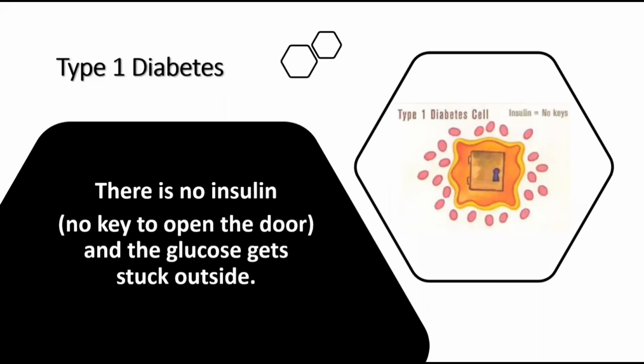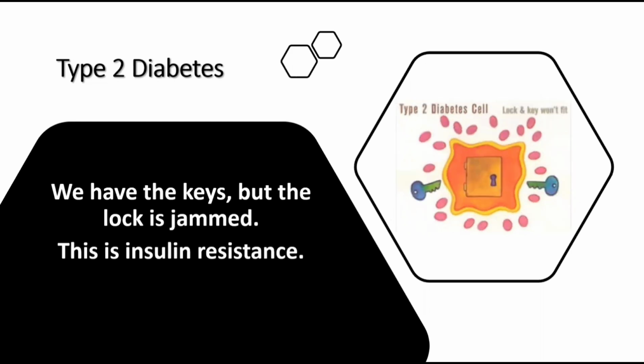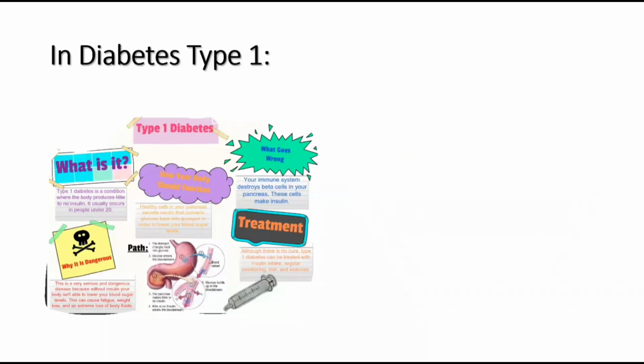When you have diabetes, the process is different. There are two problems that could occur. 1. There is no insulin, no key to open the door, and the glucose gets stuck outside. This happens in diabetes type 1. In the second problem, we have the key, but the lock is jammed. This is insulin resistance. This happens in diabetes type 2.